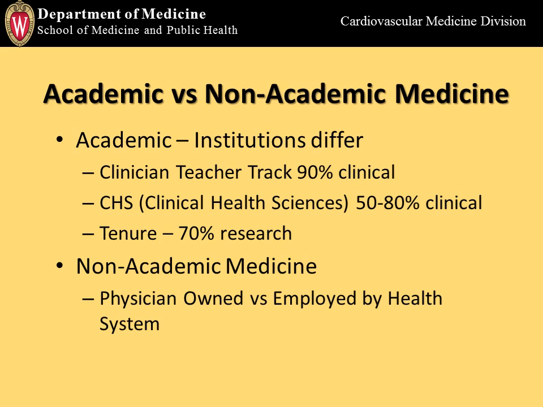and a tenure track. The clinician teacher track is 90% clinical, with the rest being teaching and possible clinical trials. The CHS track is 50 to 80% clinical, and the balance is research and teaching. And then the tenure track is typically 70% research. These tracks vary by institution, so be sure to ask for their definition.